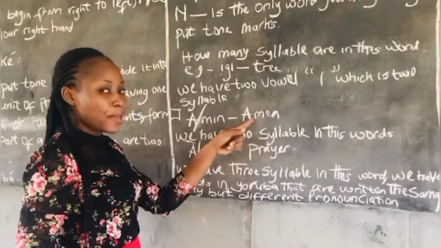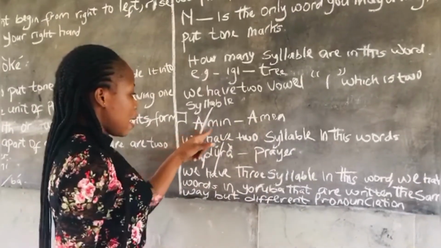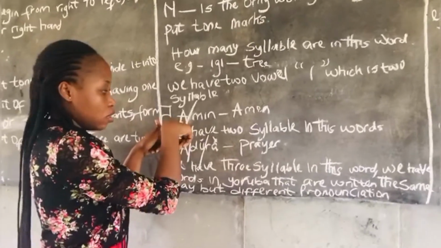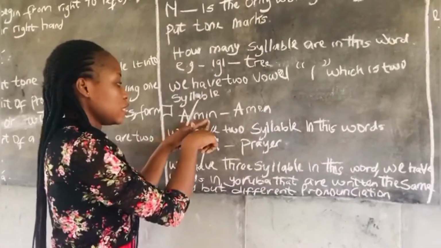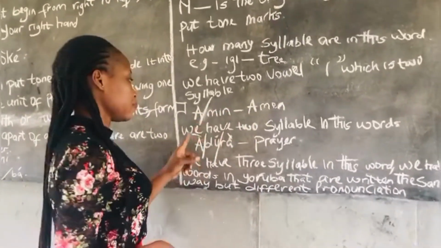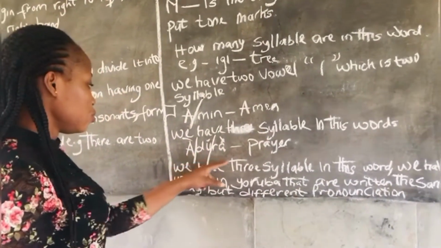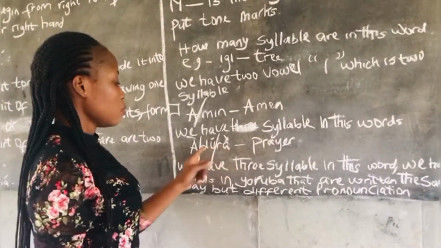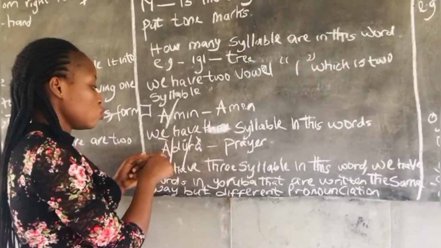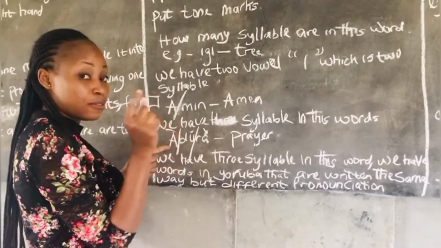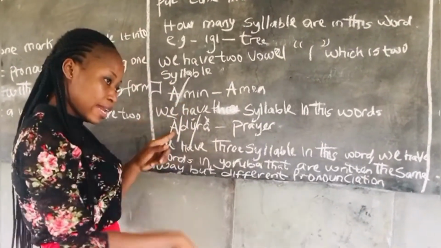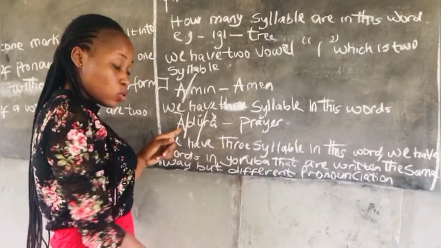Ami, that's amen in English. Ami, a is a vowel, then I is a vowel. So ami, that's amen. 3 syllables in this word: adura. If you want to understand it well, you make sure it's the vowel that is there, that's the silent tone, the one that is low, the low tone.